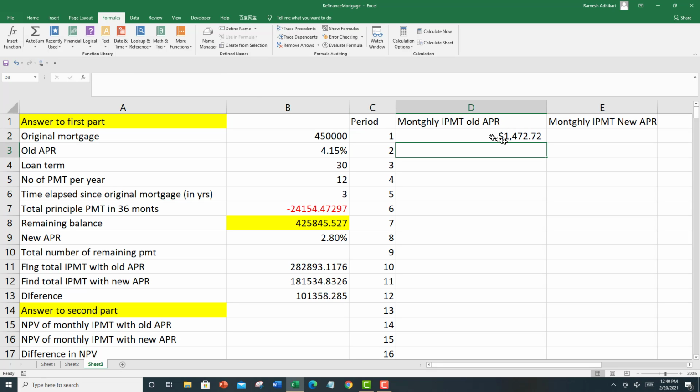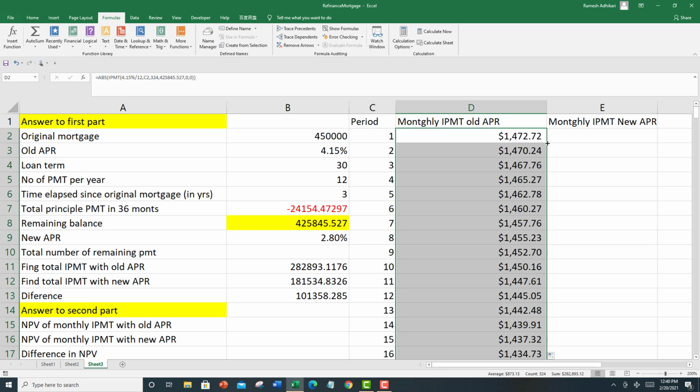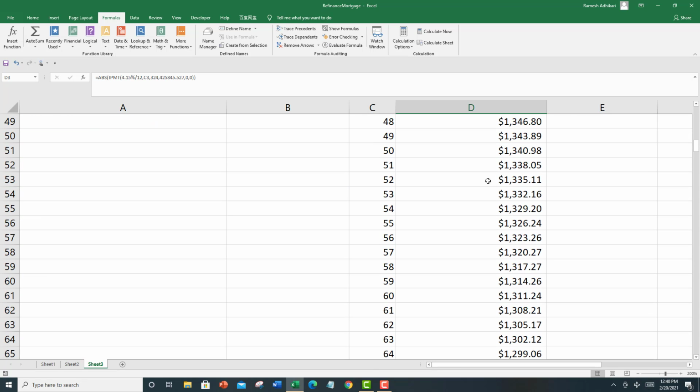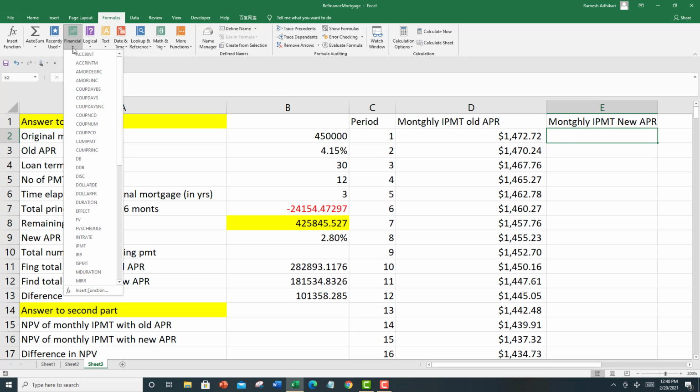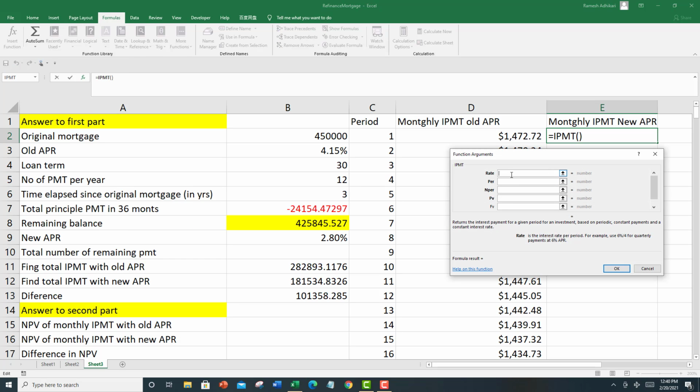Okay, that is for my interest payment using old APR, and you can double click on the square box, and this calculates the monthly interest payment for that loan for the next 324 months, right? Likewise, I can also calculate IPMT for new APR. Again, I go here, formula, financials, and then here's IPMT, and this time the rate is the new one, which is 2.8%, okay, over 12.